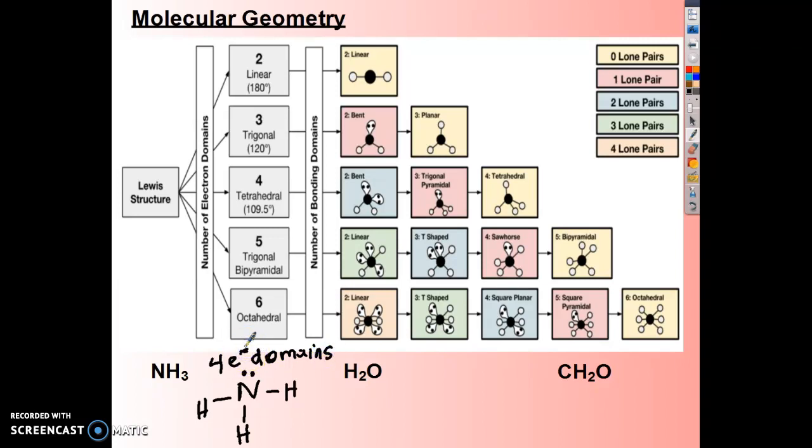When we come up to the different numbers of electron domains, we'll see that tetrahedral is the general shape that has 4 electron domains. And we only have one lone pair, so if you look over to the right, one lone pair is the one that's labeled in pink, which is right here. So our NH3 is trigonal pyramidal. It's hard to say. Trigonal pyramidal.